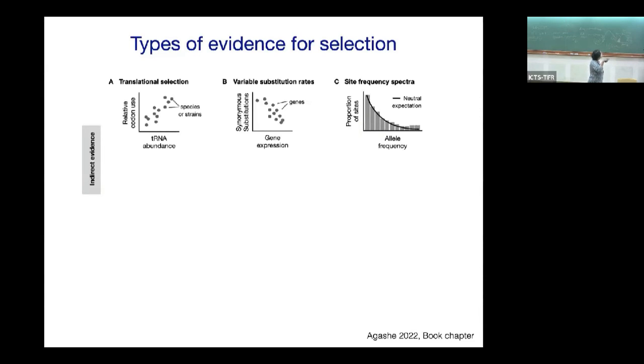But here are some ideas of what kind of evidence people have used in general to detect cases where things are under selection. Here's a situation where people have been asking, for example, whether tRNA abundances and relative codon usage, which codons are used to encode a particular amino acid, could be evolving under selection. The idea was that tRNA genes, which bring the amino acid and recognize the codon on the mRNA, should match.